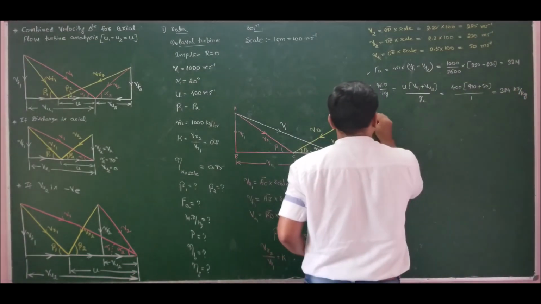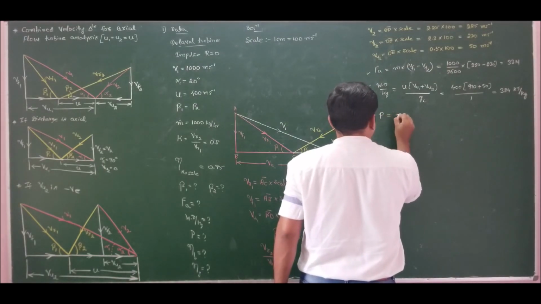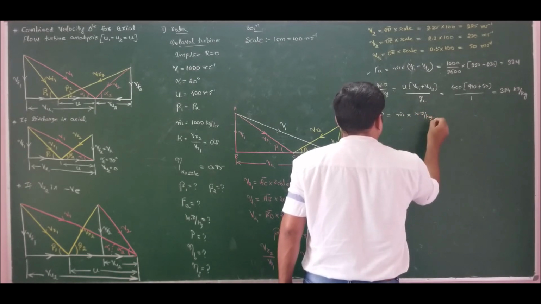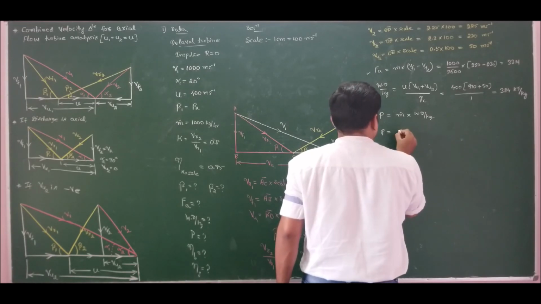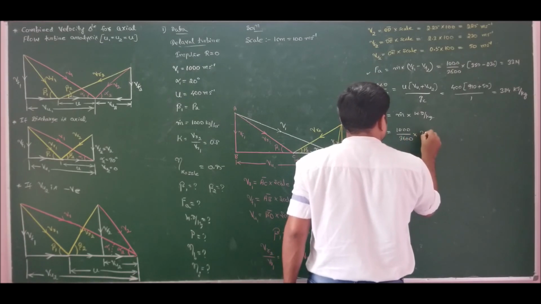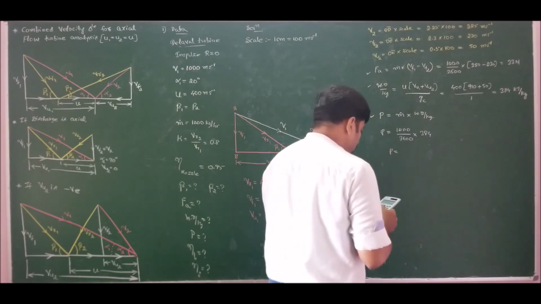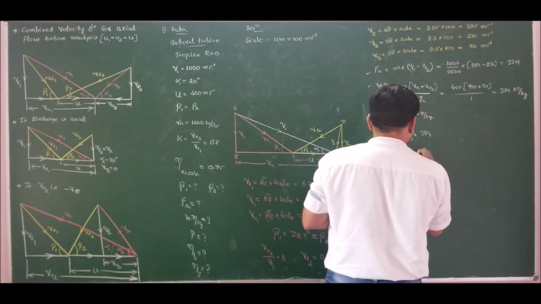Next we have power developed. Power developed P is equal to m dot into work done per kg. So therefore power developed is equal to m dot, 1000 by 3600, into work done per kg, 384 kilojoules per kg. So therefore power developed in kilowatts is 106.7 kilowatts.